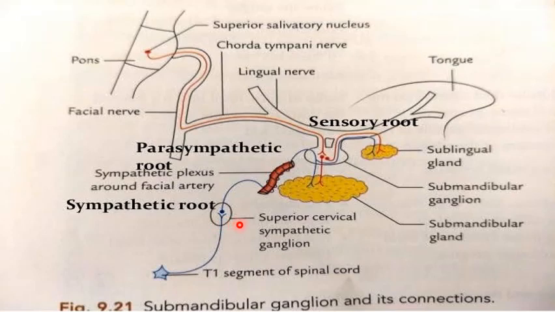Sympathetic fibers arise from the superior cervical sympathetic ganglion, and these are the postganglionic fibers, and they form the plexus around the facial artery, and they reach the submandibular ganglion. They do not relay here and reach the submandibular gland, and the sensory fibers reach the submandibular gland through the lingual nerve.